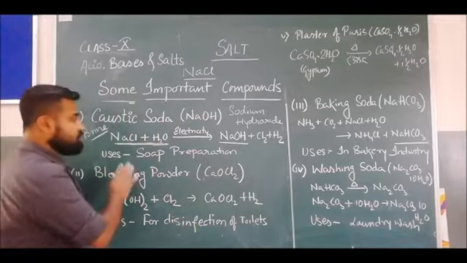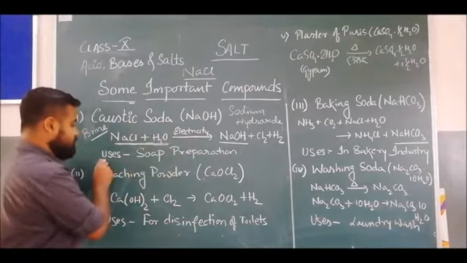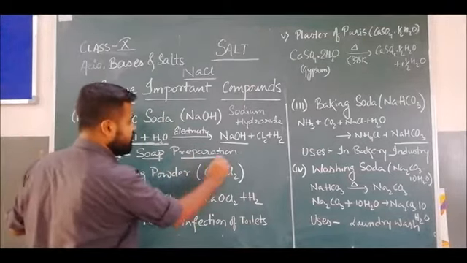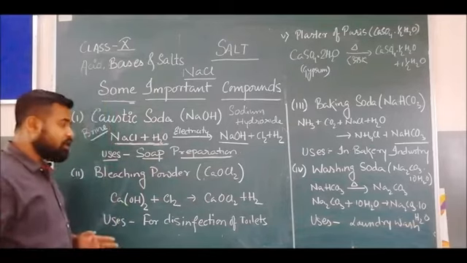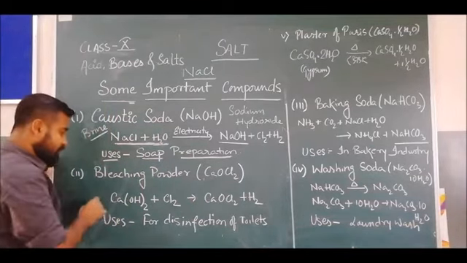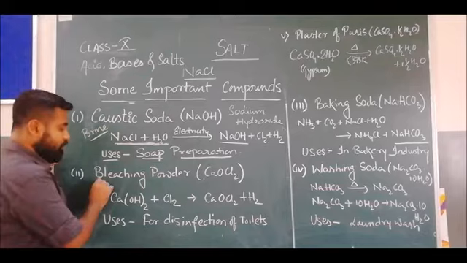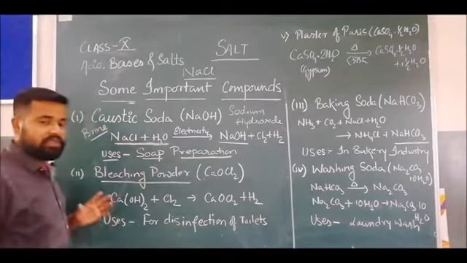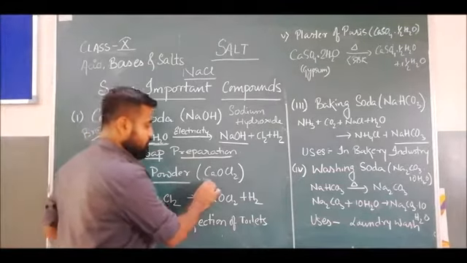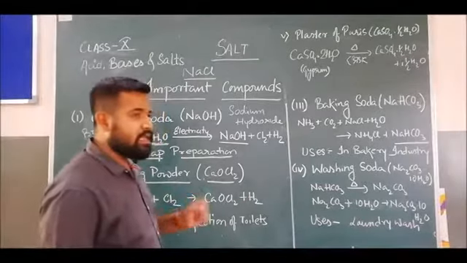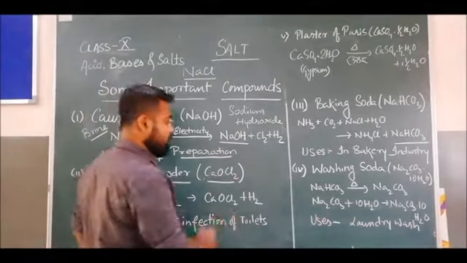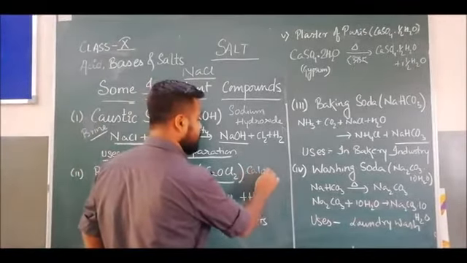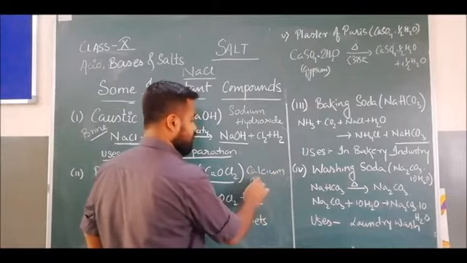So what are the uses of this caustic soda? This is mainly used in soap preparation. Similarly, the second important compound is the bleaching powder. Bleaching powder has the formula CaOCl2, which is also known as calcium oxychloride.